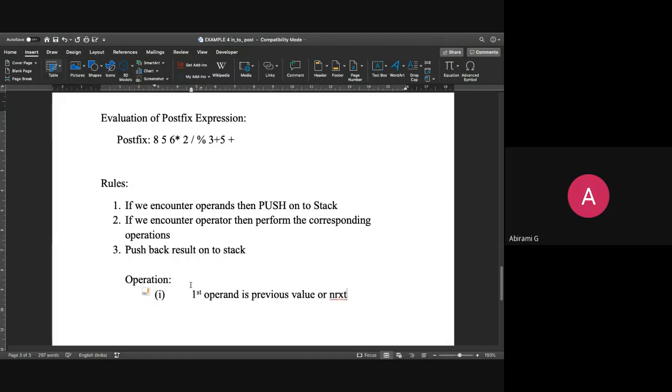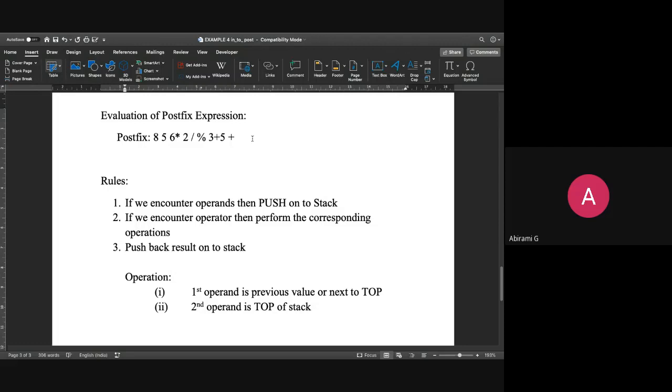Because the stack is last in first out, the last one is the new, recent one. So the first operand is the previous one, next to top, because the top value is the new one. Consider the second operand as the new one: the second operand is the top value, top of stack. While doing these operations, we have to consider this. So now let us discuss this expression.